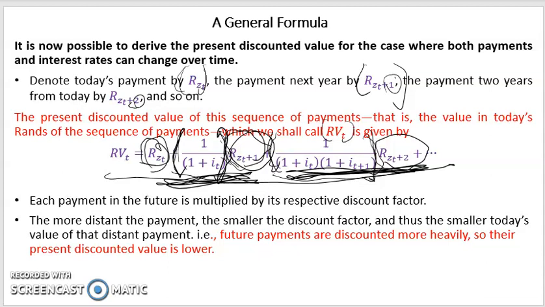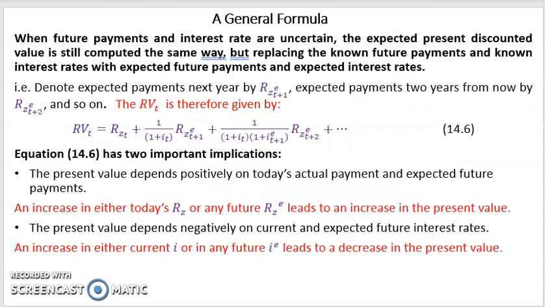So the best that they can do is to get the most accurate forecast. Then they can compute the expected present discounted value of the profit based on this forecast. So how do we compute the expected present discounted value when the future payment and interest rate are uncertain? Basically, the same way we have just done is the same way we use to compute the present discounted value using expectation. We simply replace the known future payment and the known interest rate with the expected future payment and expected interest rate.